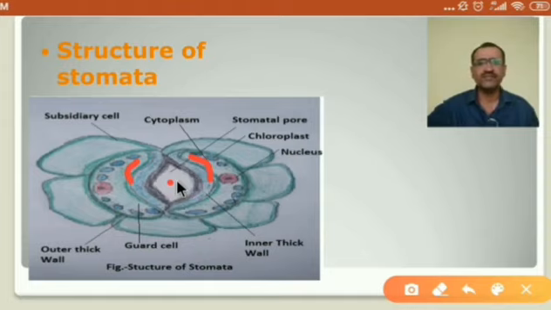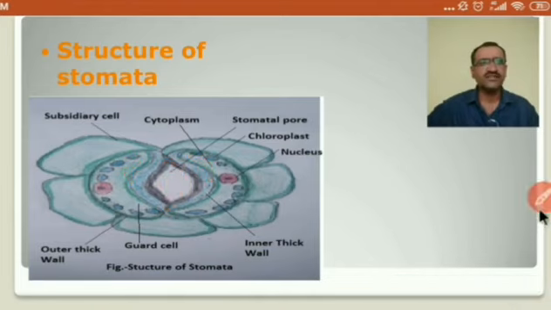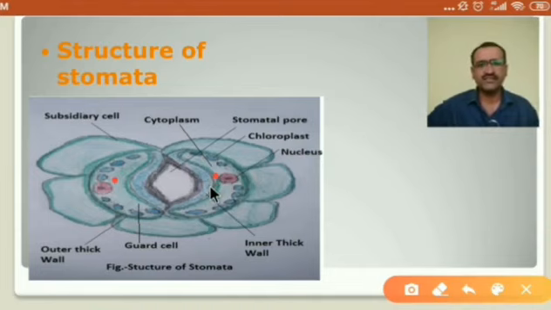In this way, stomata is a minute pore or opening present in the epidermis of the leaf. Each stomata consists of an elliptical or crescent shaped pore. See here, this is the elliptical or crescent shaped pore. It is formed by only two cells, and those cells are the guard cells. This is the first guard cell, this is the second guard cell. These are the two guard cells.